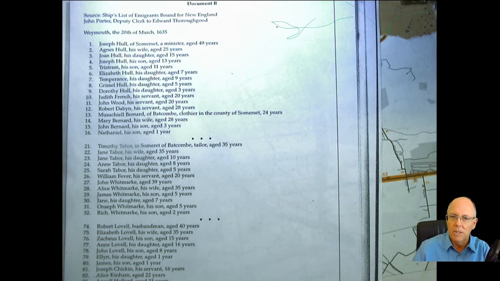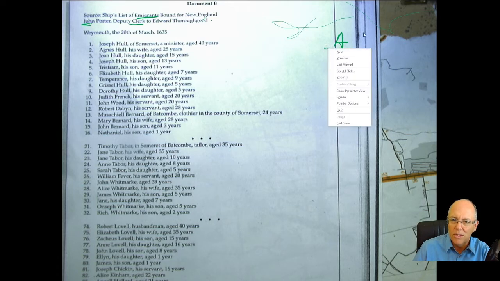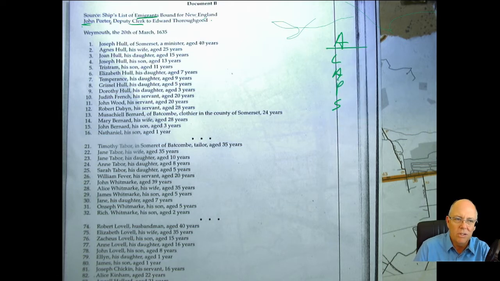Again, ship's list of immigrants bound for New England. John Porter is the clerk. He's the author of this. So again, audience, context, author, purpose, significance. Does the author really make a difference here? No, it's a clerk. The author gives very little insight. Is the context important? It's 1635, so maybe it is.